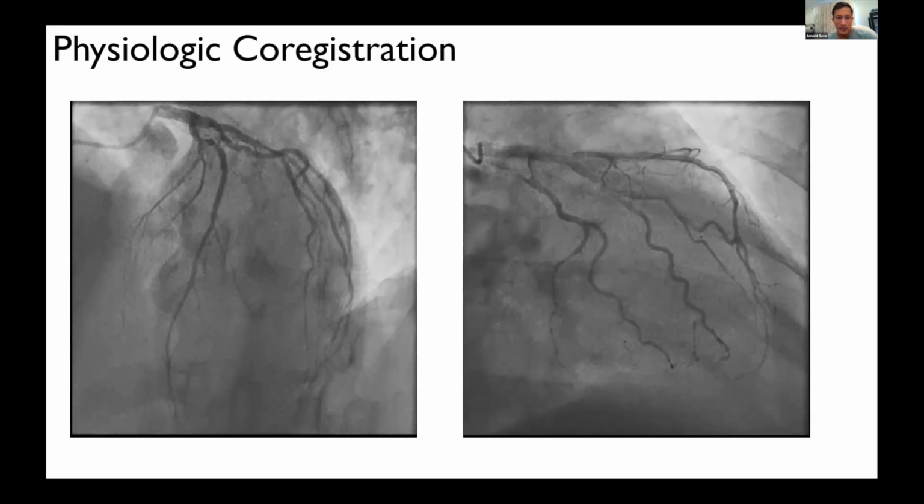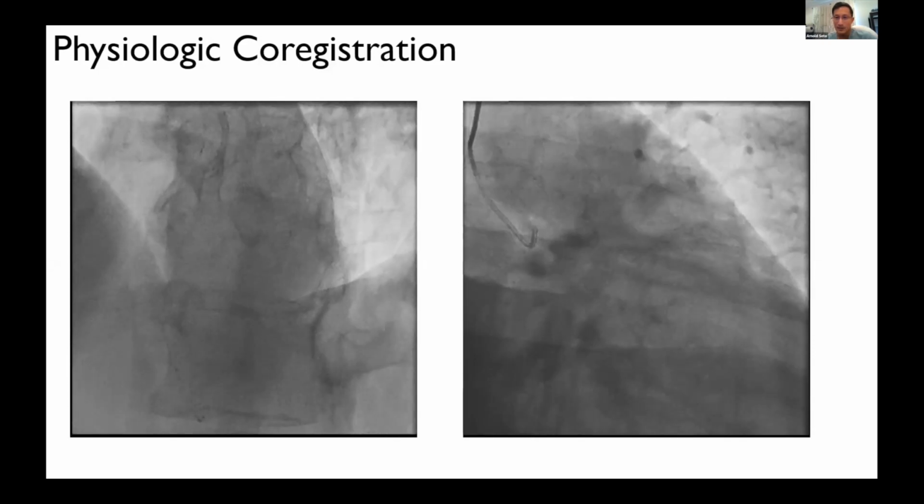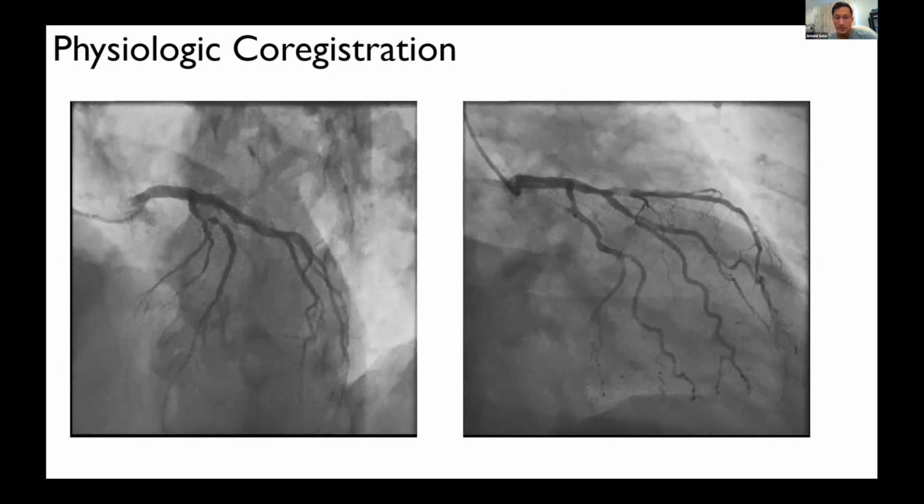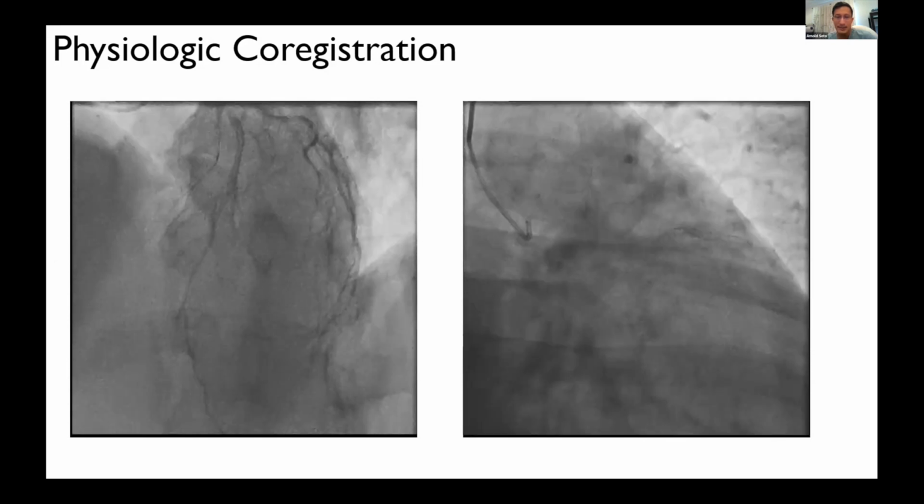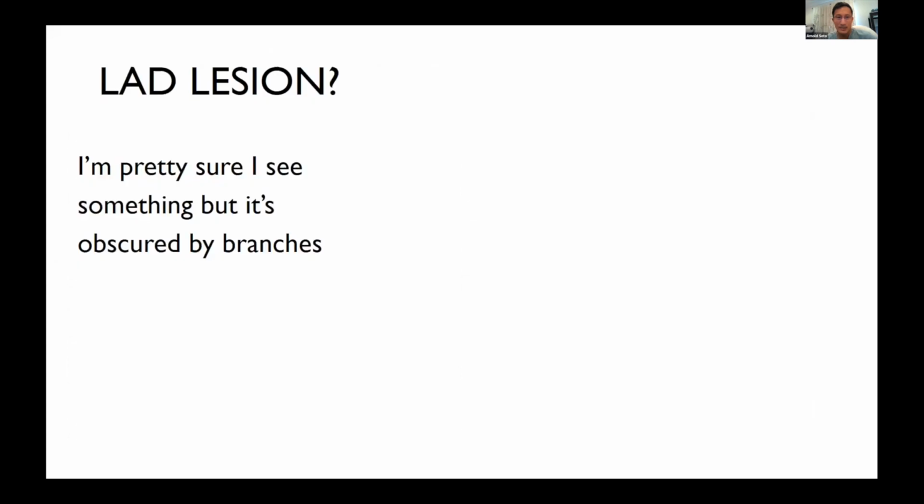Here you see a patent mid-LAD stent, but proximal to there, you might see a concerning lesion, but at least on the caudal view, you can't really see it as well because of overlying vessels. So there's a question of an LAD lesion, but it's either foreshortened or has some overlying vessels on the angiogram.